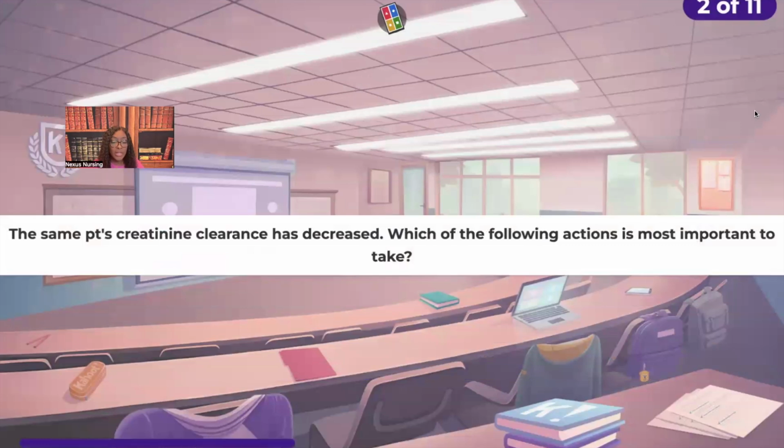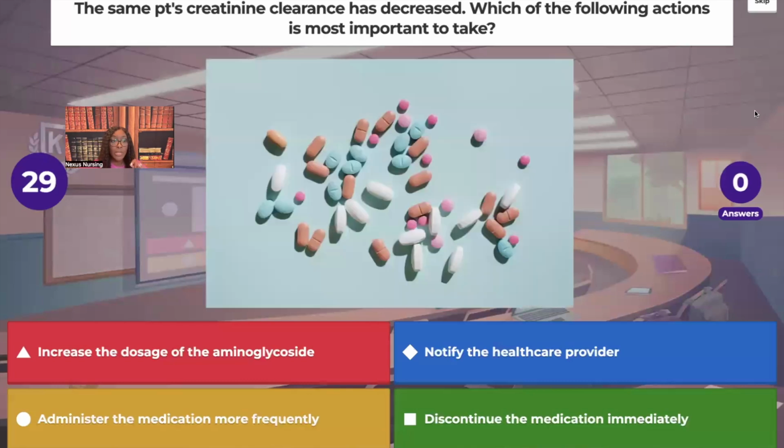So the same patient that's taking an aminoglycoside, their creatinine clearance is decreased. Which of the following actions is most important to take? You're going to increase the dosage of the aminoglycoside. You're going to notify the healthcare provider. You're going to administer the drug more frequently, or you're going to discontinue the medication immediately. The patient taking an aminoglycoside has a decreased creatinine clearance. What are you going to do?